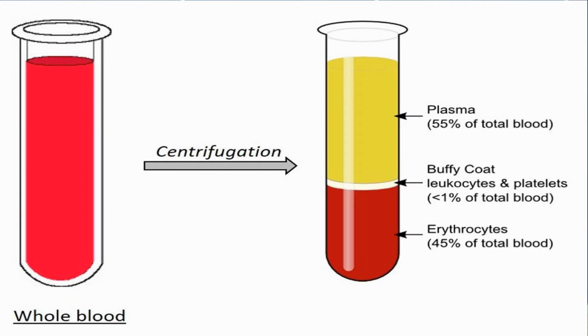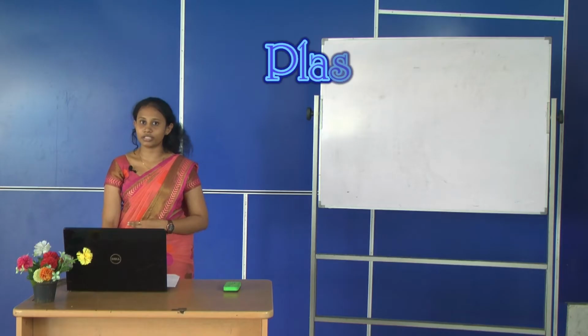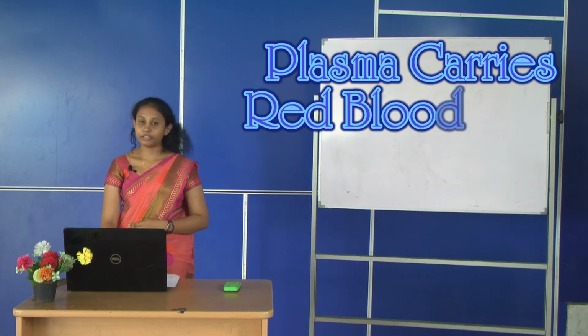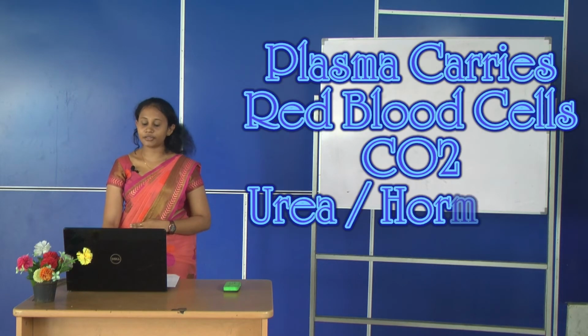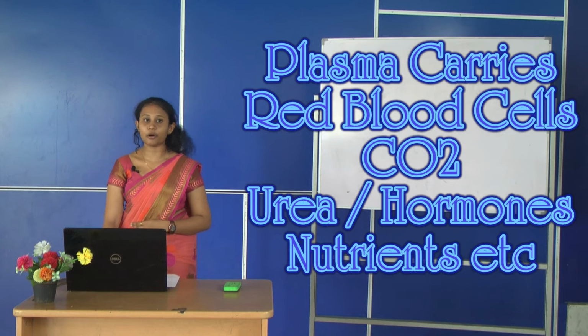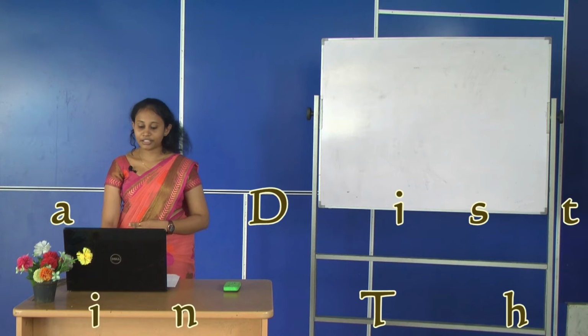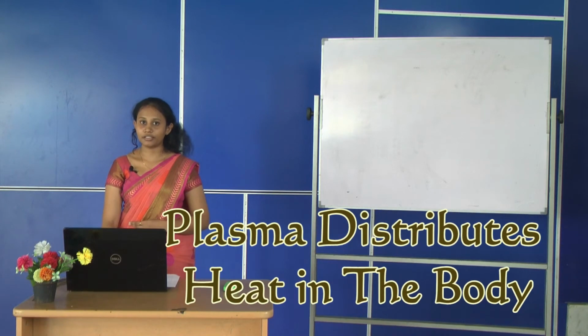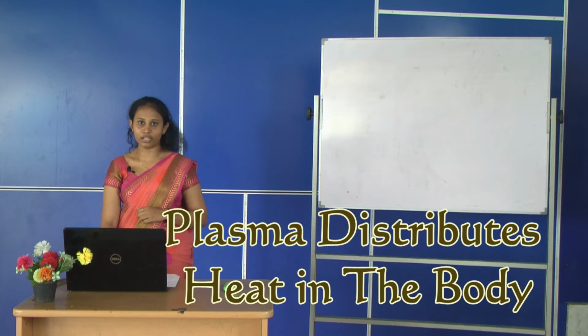As I mentioned earlier, the plasma is the liquid part of the blood and it mainly consists of water. The function of plasma is to carry the blood cells around the body, and it carries the dissolved nutrients, hormones, carbon dioxide and urea. And the plasma distributes heat around the body, so it is important in maintaining a balanced temperature in our body.